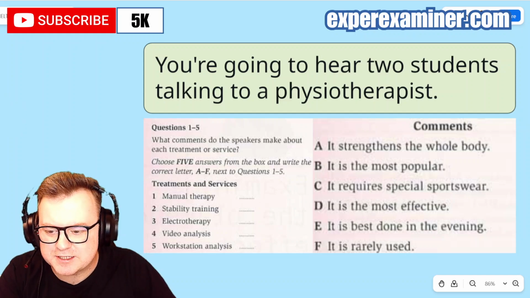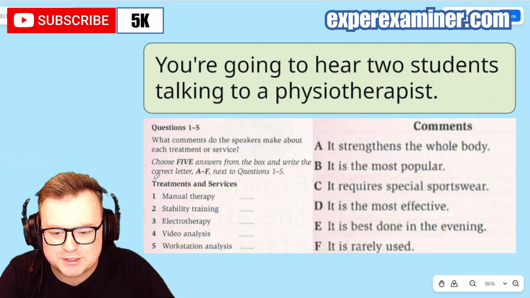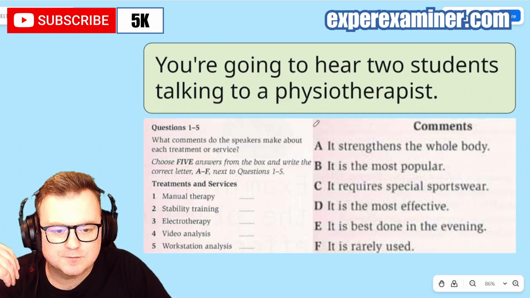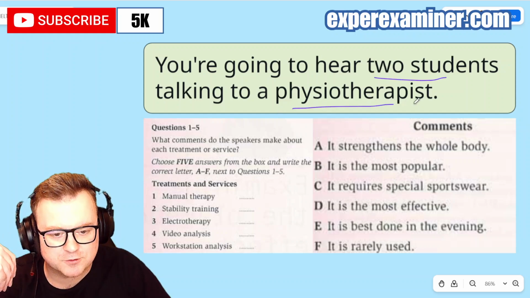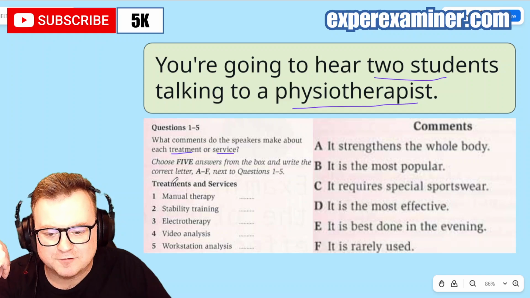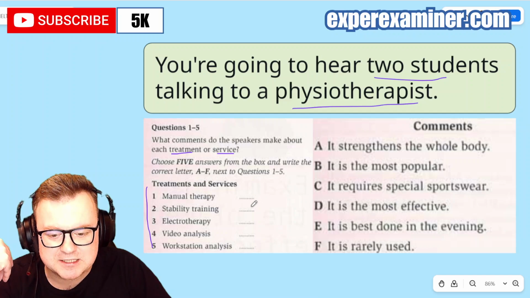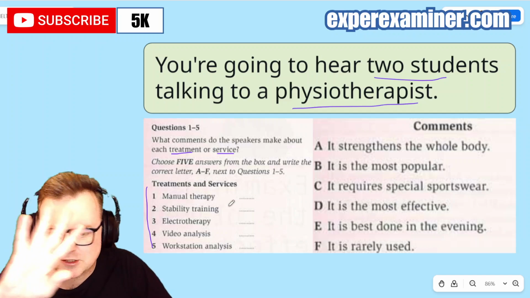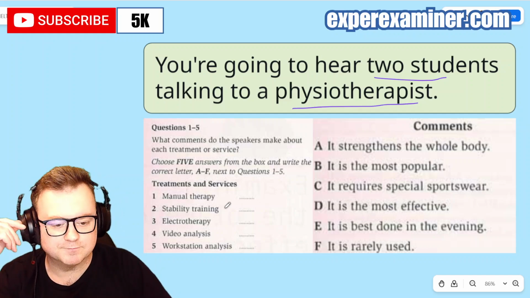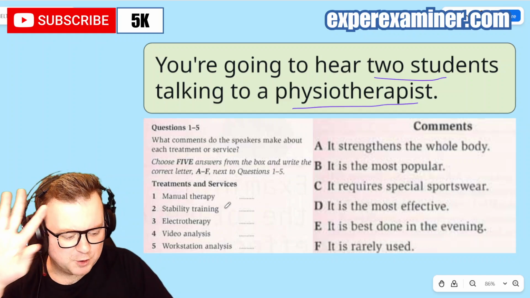The next thing I'm going to do is read the instructions very carefully, and maybe I will read them twice. What comments do the speakers, so that's the 2 students or the physiotherapist, those are the speakers, make about each treatment or service? So we have a list of treatments and services here. Simple task, we only write A, B, C, D, E, or F next to these. Great. So no spelling problems here. Thank goodness.